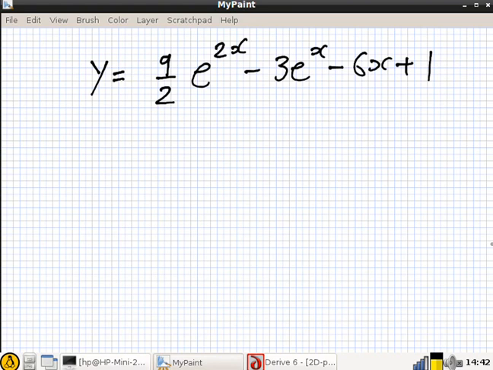Sub it in and get the values. Let me see what it is. But now we have to find x. Those are easy, aren't they? This is e to the power of x equals 1. We can find x. Nearly there.